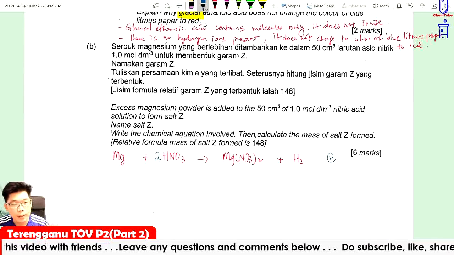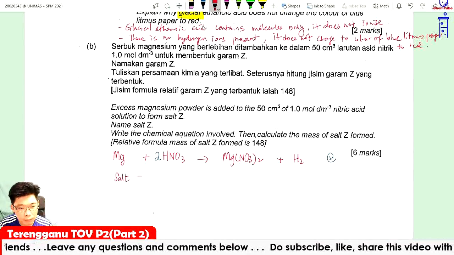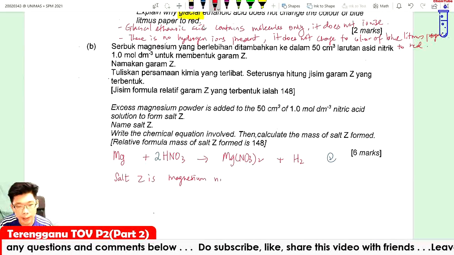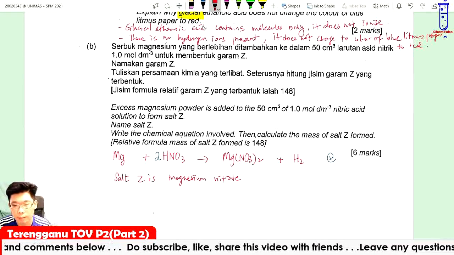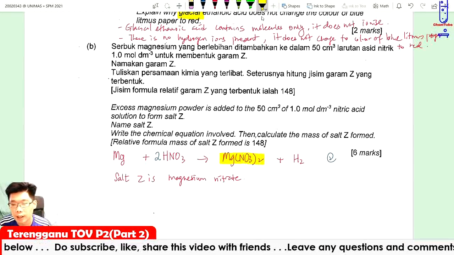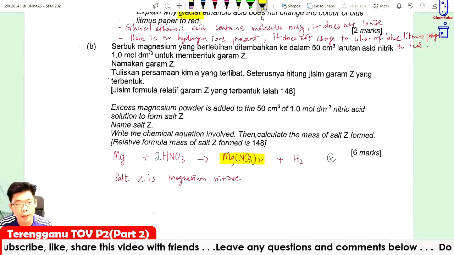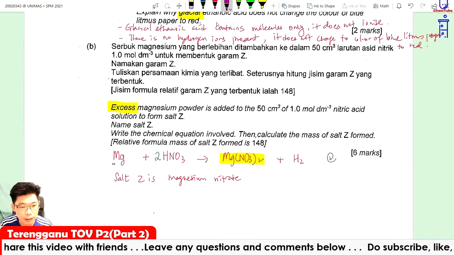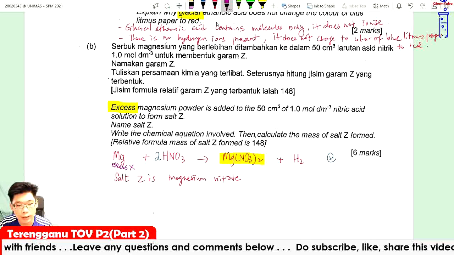Now, I name the salt Z. So the salt Z is magnesium nitrate. Okay, magnesium nitrate. Okay, now calculate the mass of the salt Z. So meaning that you have to find the mass of the salt Z formed. Okay, given to you, magnesium is in excess. So meaning that this one is excess, so we do not look into it now. So this one is the limiting one.